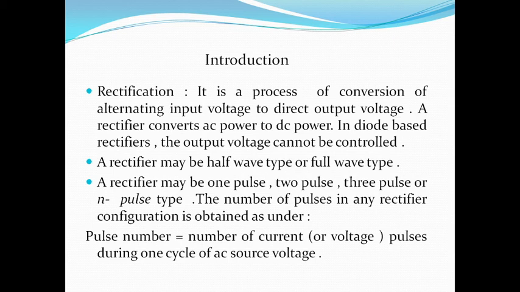It can be 1 pulse, 2 pulse, 3 pulse or n pulse type. The number of pulses in a rectifier configuration is obtained as under. Pulse number is equal to the number of current or voltage pulses during one cycle of AC source voltage.